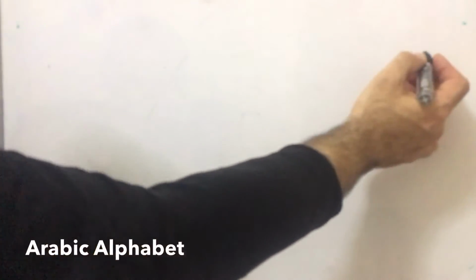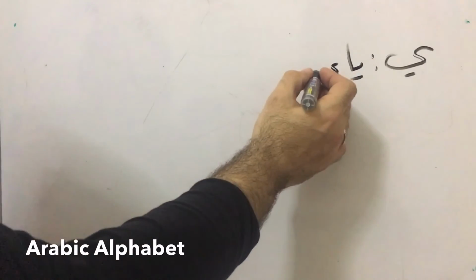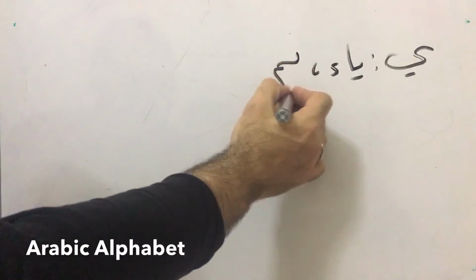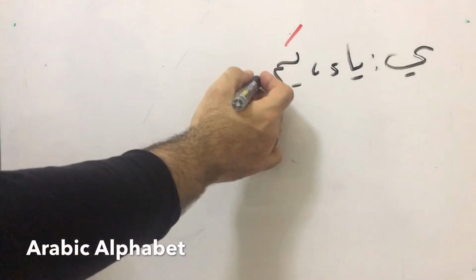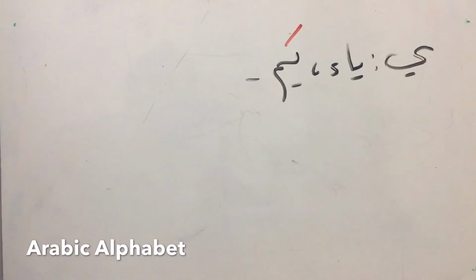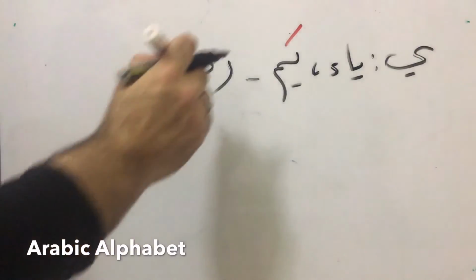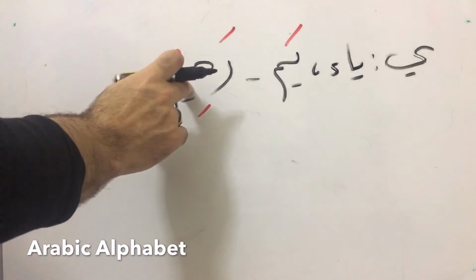The last letter in the Arabic alphabet is Ya. An example of Ya at the beginning of the word is like Yam. Yam means sea. At the middle, Rahim. Rahim means merciful. At the end of course, this is Ya, Rahim.